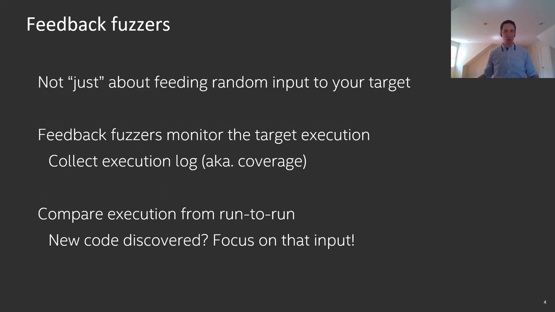To get started, I assume everyone has a basic understanding of fuzzers, but what we'll be talking about today are feedback fuzzers. An important aspect of feedback fuzzers is that they are not just about feeding random input to your target code. Feedback fuzzers actually monitor the execution of the target to collect the execution log, which is also called the coverage. The idea is to compare this coverage information from run to run to identify when new code is being discovered during the fuzzing exercises, so that the fuzzer can mutate the input that discovers new code. The more new code you discover, the higher the chances that you will find more bugs. This works really great in practice.